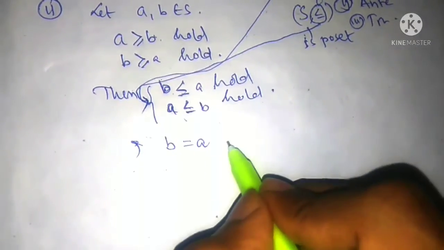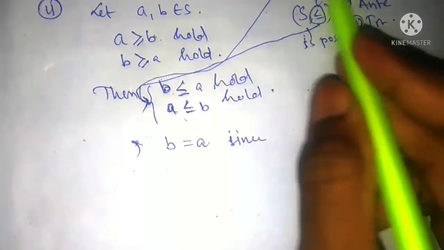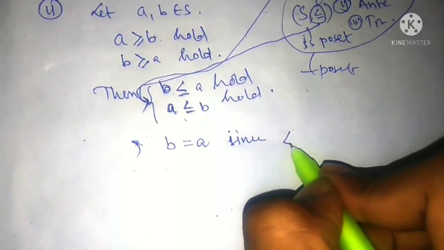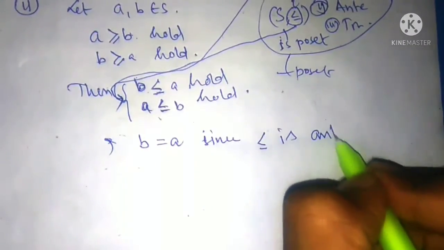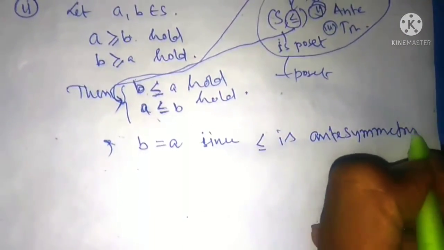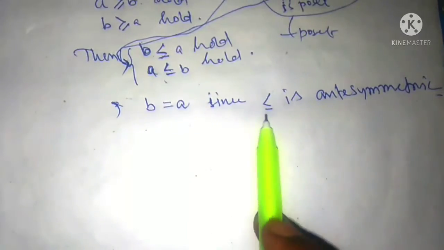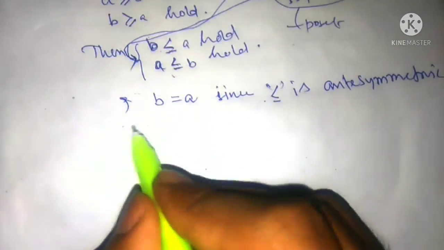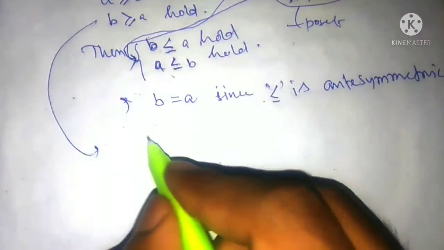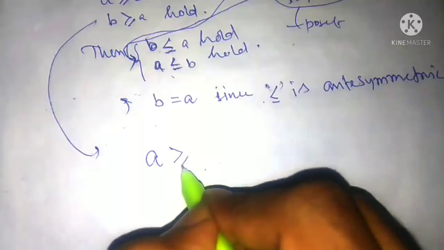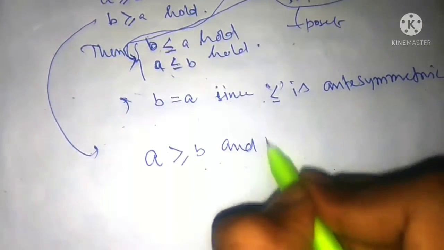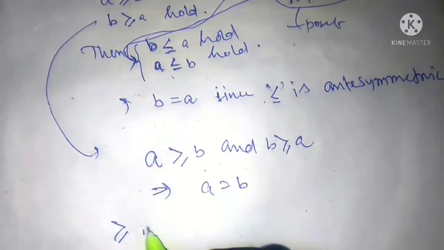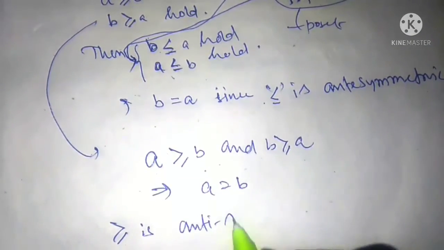Since this is a poset, it is antisymmetric, so a poset means antisymmetric will definitely hold. And now from here we get a greater than equal to b and b greater than equal to a, that implies a equals b. So greater than equal is antisymmetric.